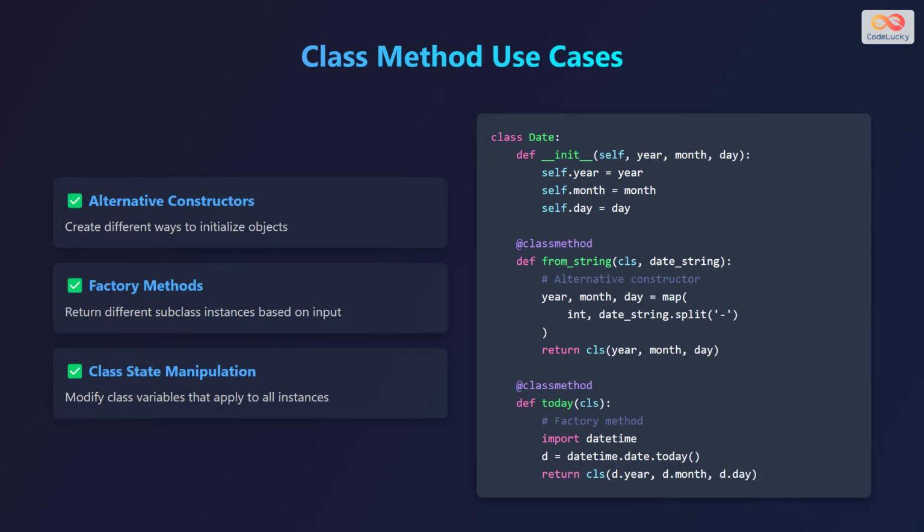Let's explore the use cases of class methods. Class methods are commonly used as alternative constructors, providing different ways to initialize objects. They can also serve as factory methods, which return different subclass instances based on the input. Additionally, class methods are useful for manipulating class state by modifying class variables that apply to all instances. Consider this Date class. The from_string class method serves as an alternative constructor, parsing a date string and creating a date object. The today class method acts as a factory method, returning a date object representing the current date.